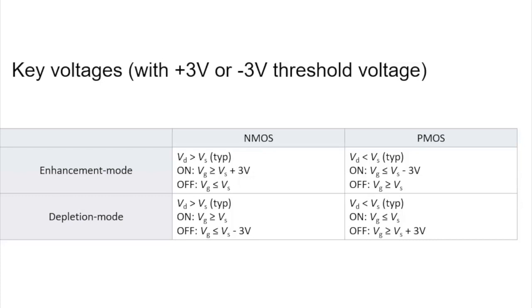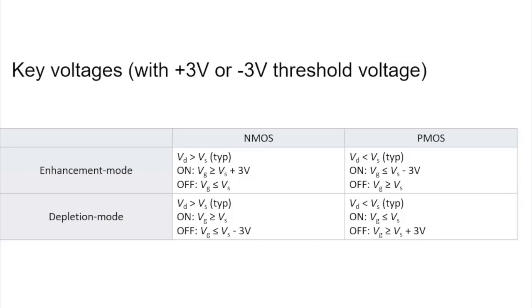Now we can see the working of pMOS transistors. While considering a pMOS enhancement mode transistor, the initial condition should be Vd, that is, drain voltage must be less than source voltage. And to turn on the enhancement mode pMOS transistor, the gate voltage should be less than or equal to Vs minus 3 volt. And to turn off this enhancement mode pMOS transistor, we have to apply a gate voltage greater than or equal to Vs.